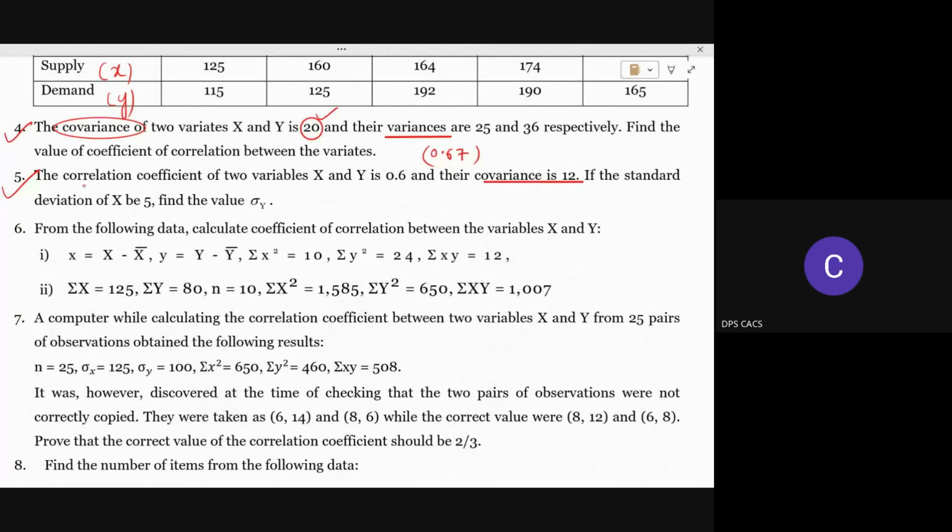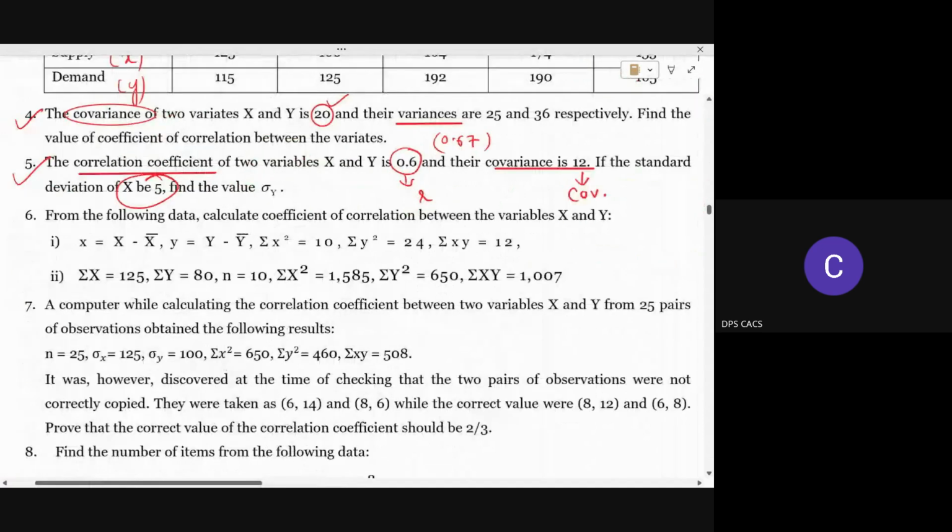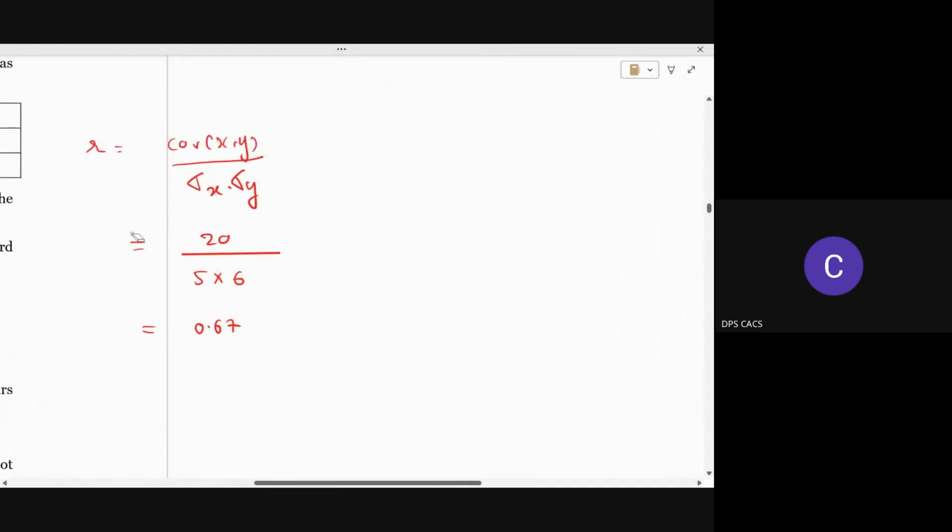R is given. Check properly. Correlation coefficient R is given. So it is 0.6. This is covariance. And SD of X is also given. SD of Y they are asking, same formula. Coming to same formula, R is given as how much? 0.6.